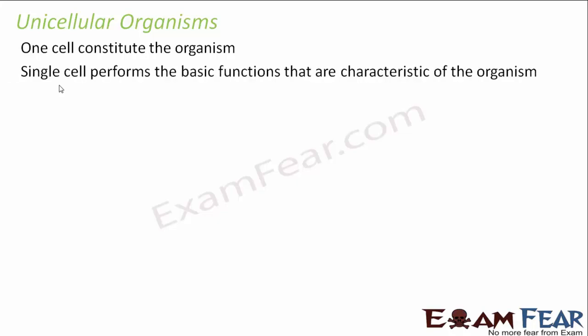In this case, a single cell performs the basic functions that are characteristic of the organism. That means in this case, you don't have many cells. You don't have some cells to perform digestion, some cells for ingestion, some cells for ejection. You don't have that many cells, you just have one cell. So that single cell will perform all the basic functions required for the organism to survive. You must be wondering, what kind of organism is it which has just one cell? So let us look at some examples of unicellular organisms.